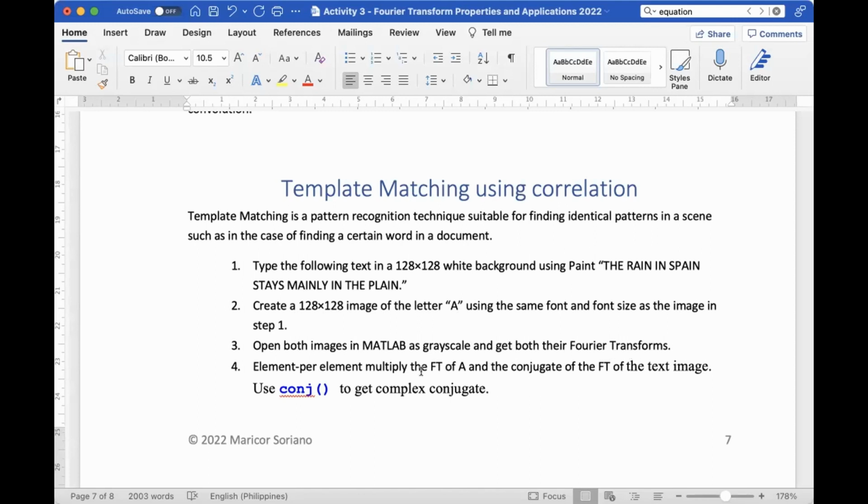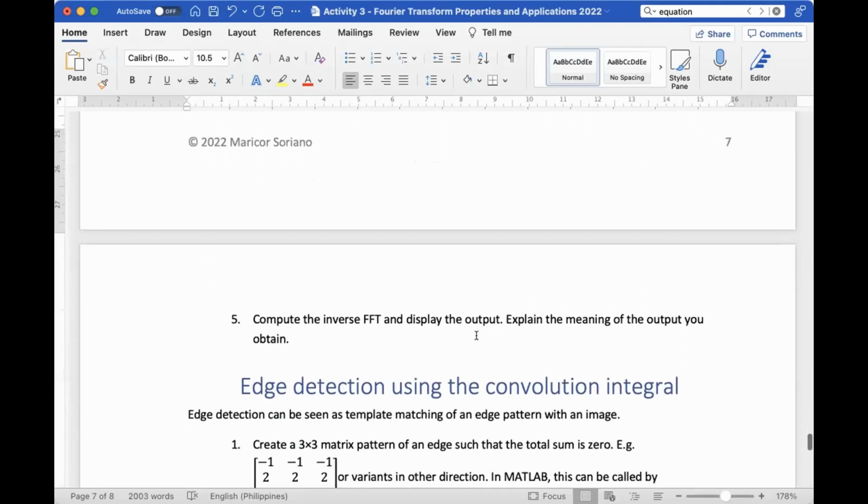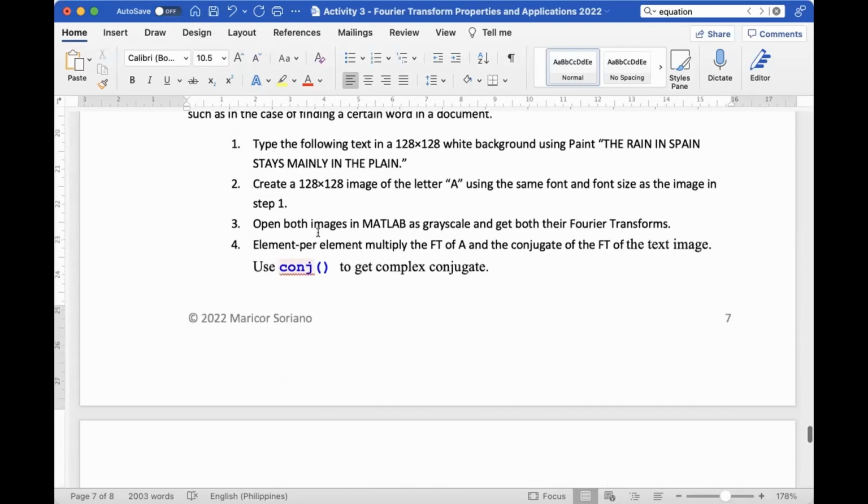Element per element, multiply the FT of A and the conjugate of FT of the text image. The way to conjugate that is conj. There's a conj function to get the complex conjugate. Compute the inverse FT and display the output. Explain the meaning of the output obtained. And element per element, multiply.